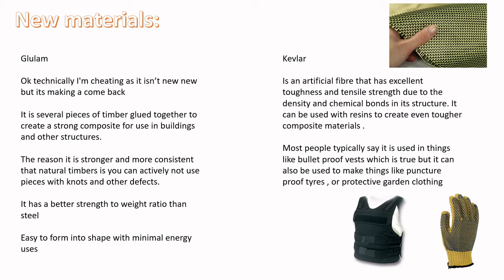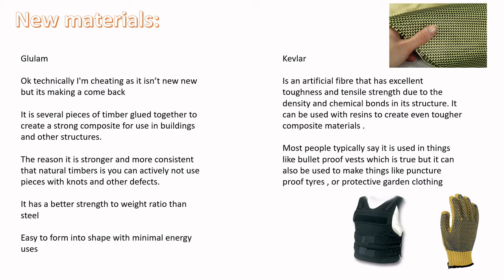Then you've got Kevlar. Now, Kevlar actually is a brand name. I haven't put the actual technical name on there, so I apologize, but you can say Kevlar in your exam, that is fine. But that's just an artificial fiber that has really good toughness and tensile strength because of how dense it is and because of the actual structure of the chemical bonds that you've got in there. And then you can mix it with resin as well to make even stronger composites.